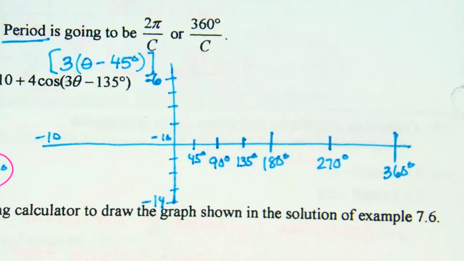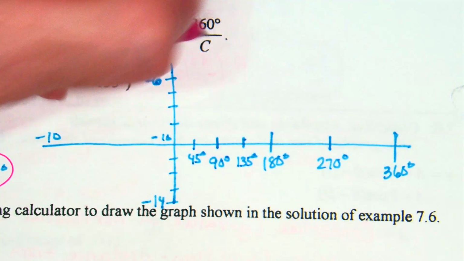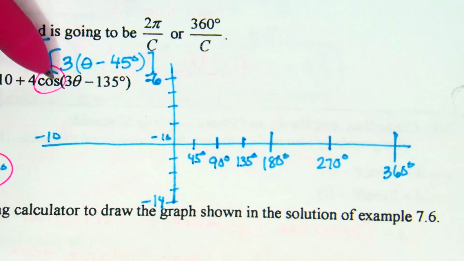Now, okay, let's see. Our phase angle is 45, which means where does our graph start? We go right 45, our graph's going to start at 45. Because this is cosine, I'm going to have to start where? At the top.